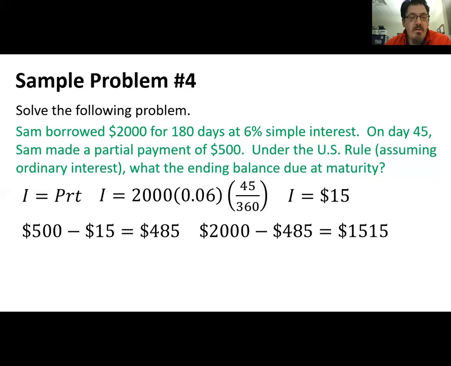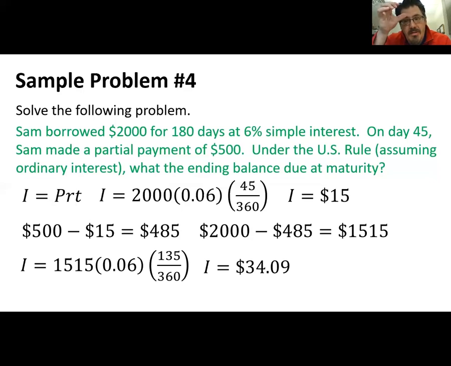So what we now need to do is, we're assuming that Sam's not making any more payments until maturity, until the loan is due. So we're going to recalculate the remaining amount of interest. We're using the new balance, 1,515, still at 6%, so we use 0.06, and there are 135 days still left on the loan. Again, there were 180 days total. The first payment came at 45 days, so there are 135 days left. So there are the values we need to plug in, multiply these values together, and the additional interest is $34.09.